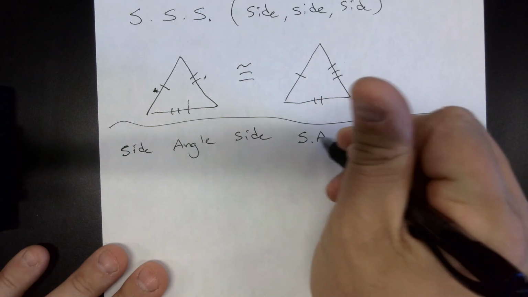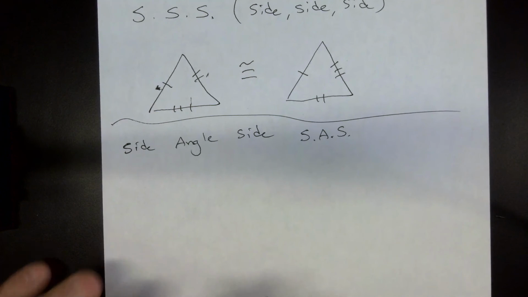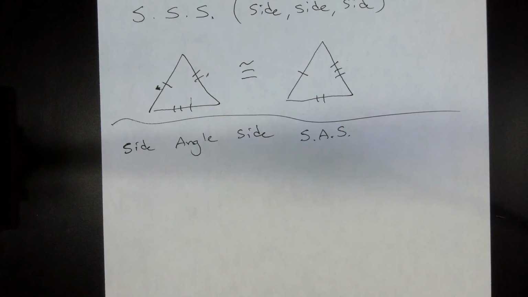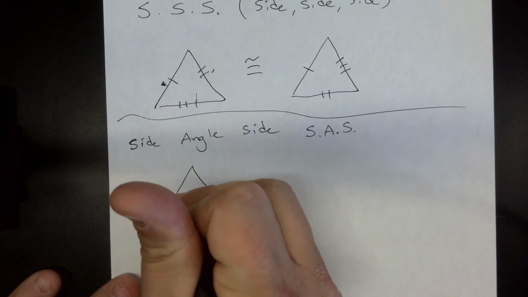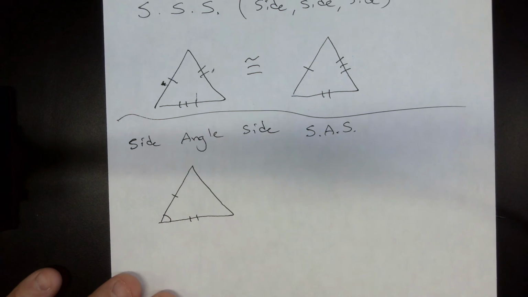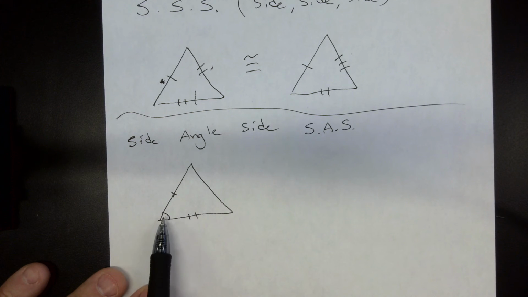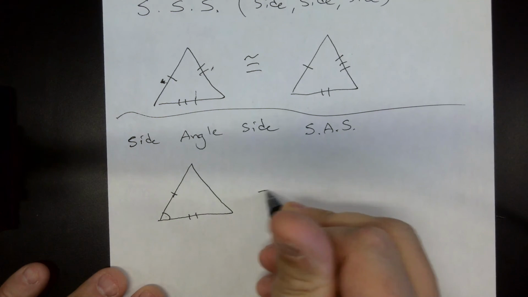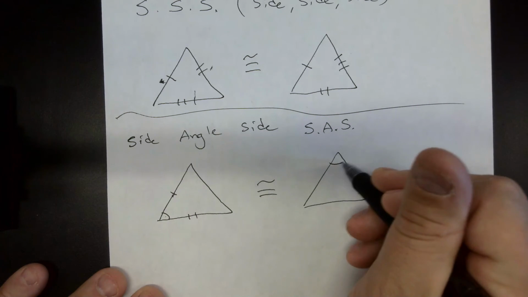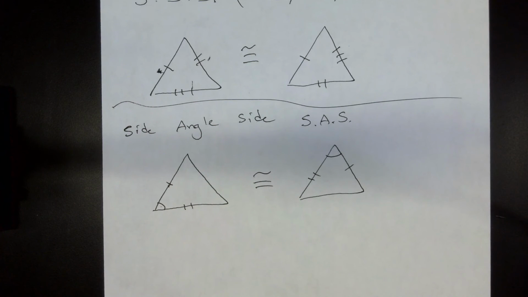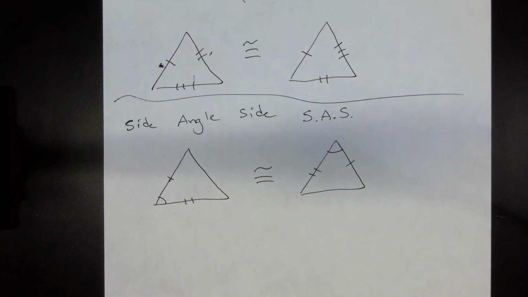They abbreviate it SAS. No, you can't do ASS, I'm just kidding, because it's not read that way. And it would be funny. No, it's because you read it side to angle to side.